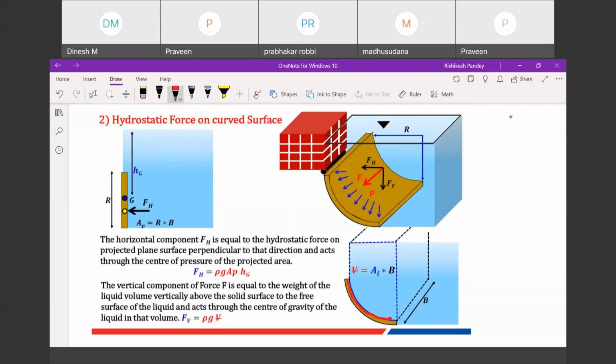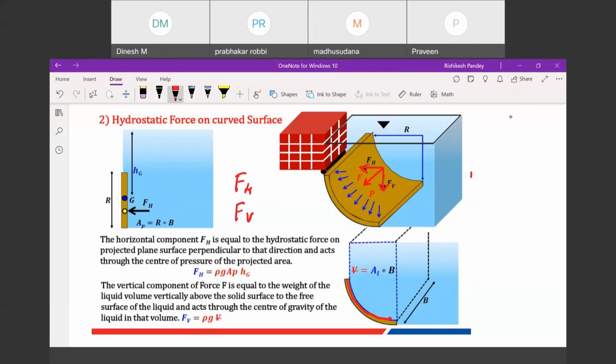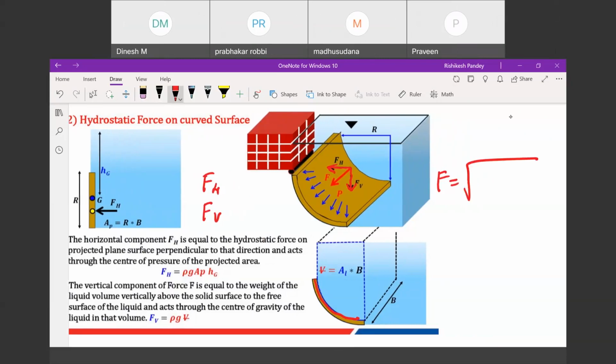Now to calculate the hydrostatic force in case of this curved surface, let's assume this is the hydrostatic force F that we finally get. Now we can resolve this into two parts: first, the horizontal component of this hydrostatic force, and second, the vertical component. We'll calculate the horizontal force separately and the vertical force separately, and then to calculate the net force we simply do vector addition: the square root of FH squared plus FV squared. Like this we can calculate the net force here.